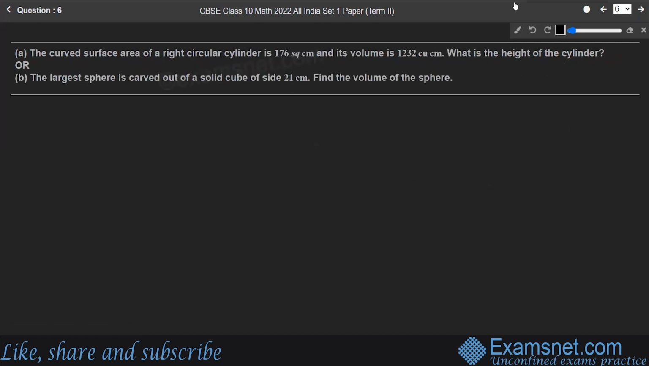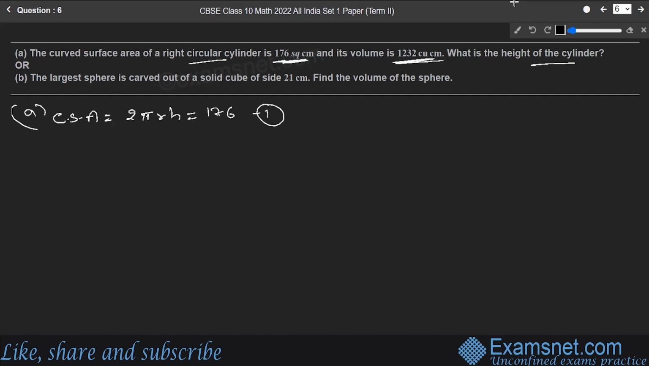Next, part A: the curved surface area of a right circular cylinder is 176 square centimeters, and its volume is 1232 cubic centimeters. What is the height of the cylinder? So we are supposed to know the curved surface area of a circular cylinder. The curved surface area, that is CSA, of a right circular cylinder is nothing but 2 pi rh, and that value is given as 176 square centimeters. So let me name it as the first equation.